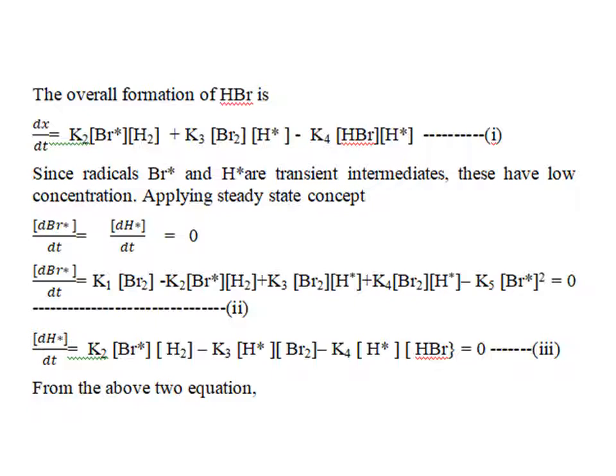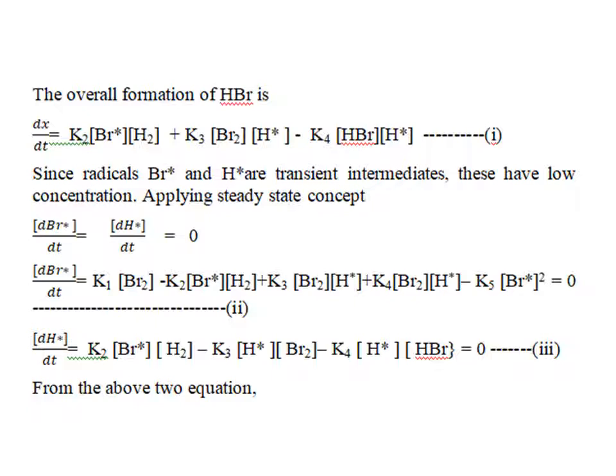Again, we apply here the steady state concept, that is d[Br*]/dt is equal to d[H*]/dt is equal to 0. That is, the rate of formation of bromine radical is equal to the rate of formation of hydrogen radical, both are equal to 0. Now we apply this to equation number 1.